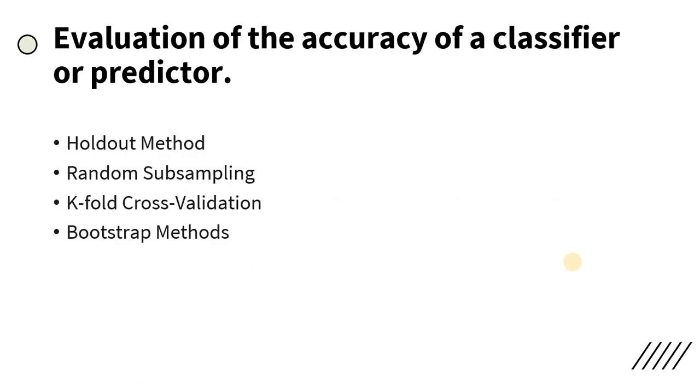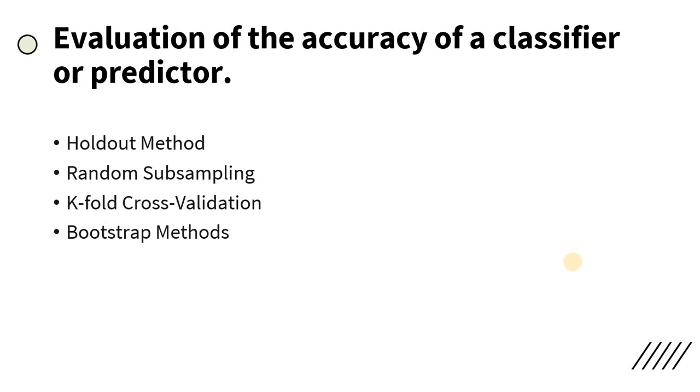Now the next one is evaluation of the accuracy of a classifier or predictor. When we are building any classification model and calculating its accuracy, by using only one method, by only taking one portion of the database, we cannot get the correct output. So there are multiple accuracy evaluation methods: holdout method, random sampling, K-fold cross-validation, and bootstrap methods. By following any of these methods, we can get more accurate results.